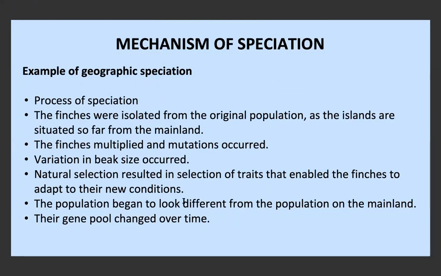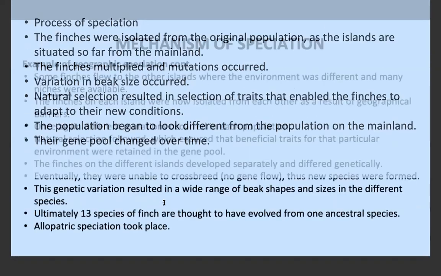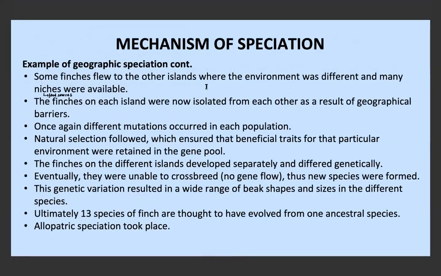And the population began to look different from the population on the mainland. So their gene pool changed over time. Some finches flew to the other islands, and then the environment was different, not only from the mainland, but from the island that they were originally on. So there were new niches available. The finches between each island were isolated from each other. And again, the same process occurred.